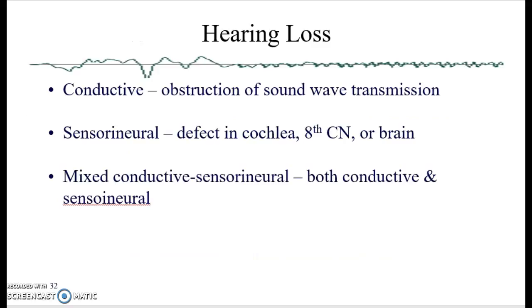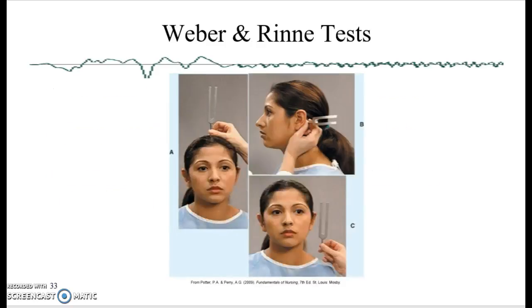Hearing loss can be conductive, meaning that there's an obstruction of the sound wave transmission through the ear canal, or it can be sensorineural, meaning that there's a defect in the cochlea, the 8th cranial nerve, or the brain itself. And some disorders of hearing loss can be a combination, or mixed, with both of these as a cause. These are just some pictures of the Weber and Rinne tests that are done with the tuning fork test.